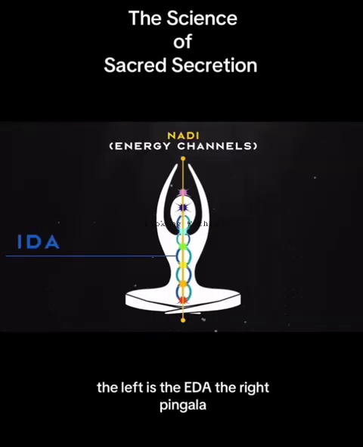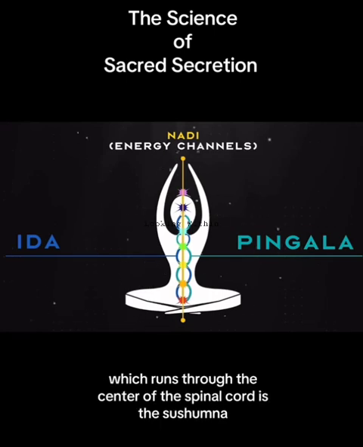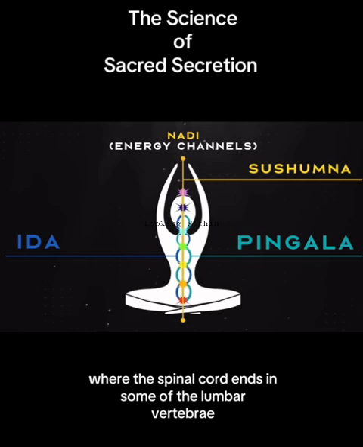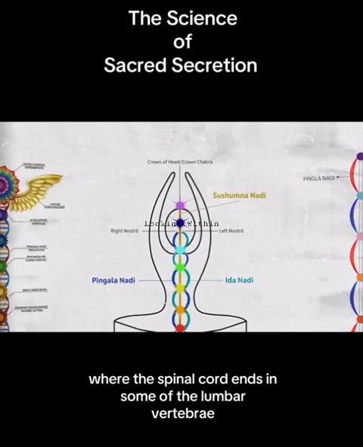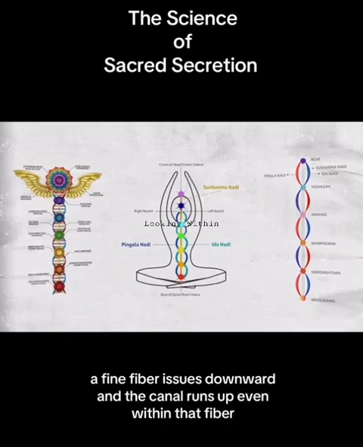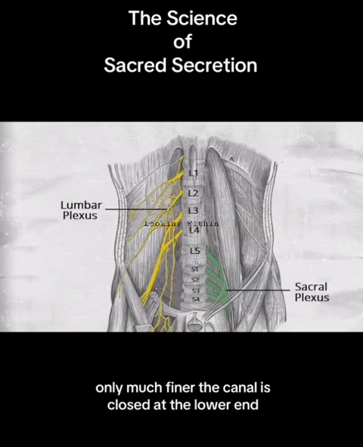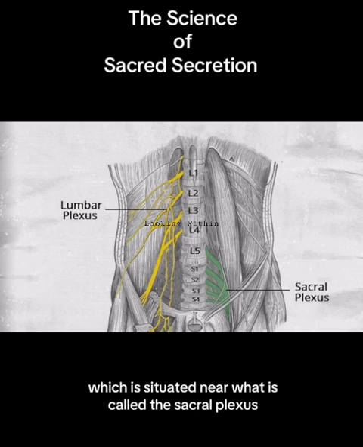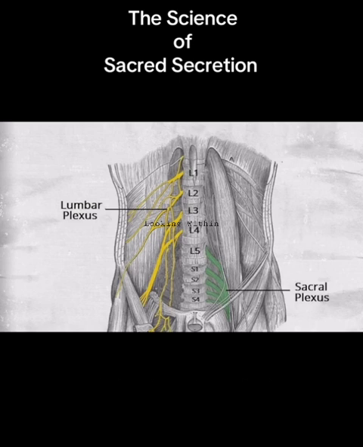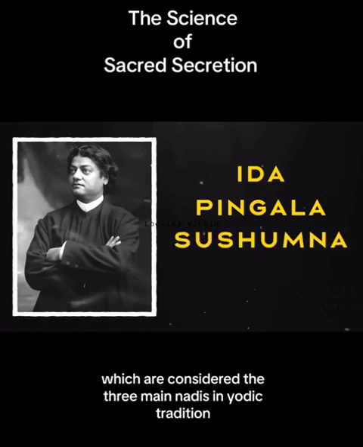The left is the Ida, the right Pingala, and that hollow canal which runs through the center of the spinal cord is the Sushumna. Where the spinal cord ends, in some of the lumbar vertebrae, a fine fiber issues downward, and the canal runs up, even within that fiber, only much finer. The canal is closed at the lower end, which is situated near what is called the sacral plexus. Vivekananda mentions the Ida, Pingala, and Sushumna, which are considered the three main nadis in yogic tradition.